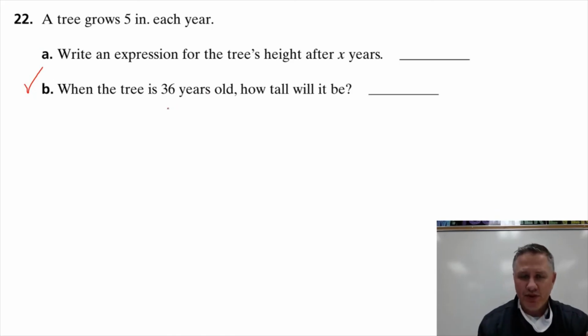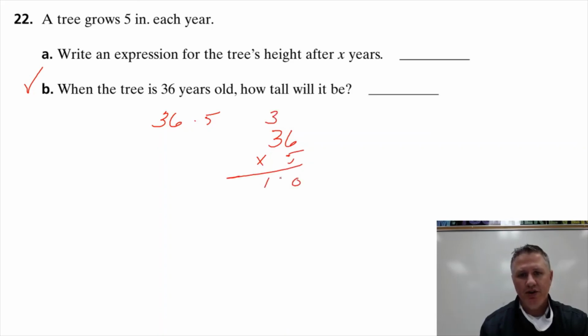So tree's growing 5 inches per year. It's 36 years old. How tall will it be? And you realize, well, that's just a multiplication problem. It's basically 36 times 5, right? So 36 times 5, and I get 180. I think it's going to be 180 inches. Okay? Don't forget your units.